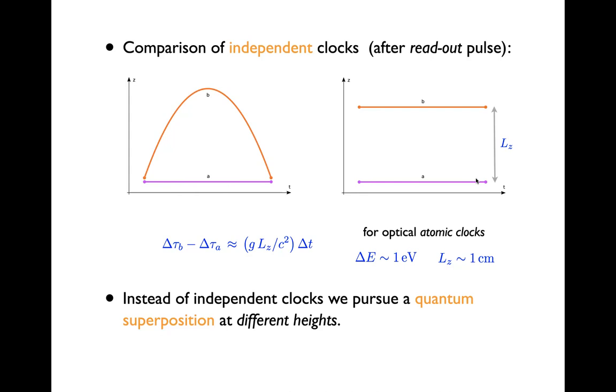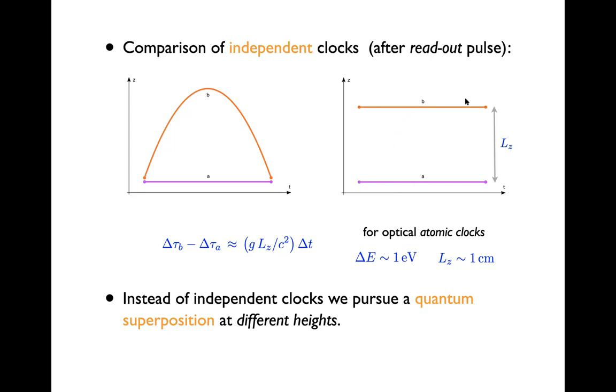Another example would be this one here, where the two independent clocks are both held all the time at constant height, but at different heights. Notice that in this case, compared to the other case, they never meet in the same position. That means that when you compare the two, it's also important to have a proper way of defining synchronization between the two. And that will actually also play an important role later in the talk.